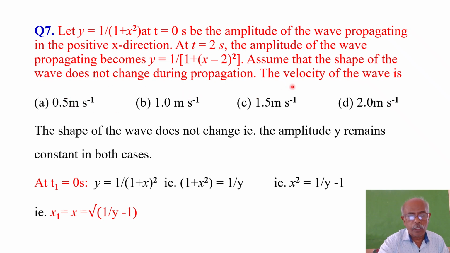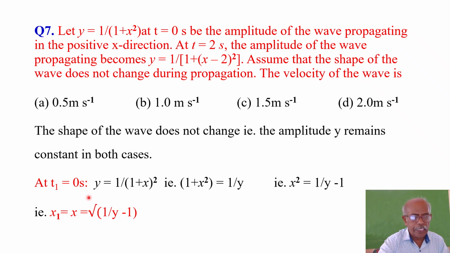Now you are asked to find the velocity of the wave. What is the velocity of the wave? As usual, you are given four options: 0.5 meter per second, 1 meter per second, 1.5 meter per second, and 2 meter per second. I already told you that the shape of the wave does not change, which means the amplitude y remains constant in both cases. So let us solve the problem.